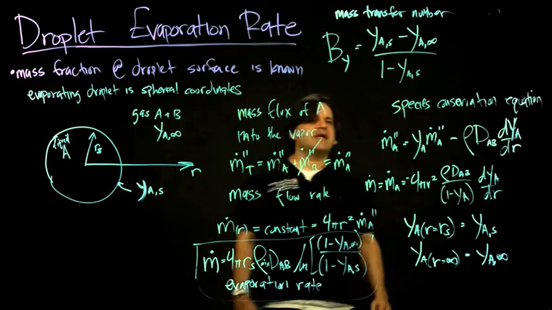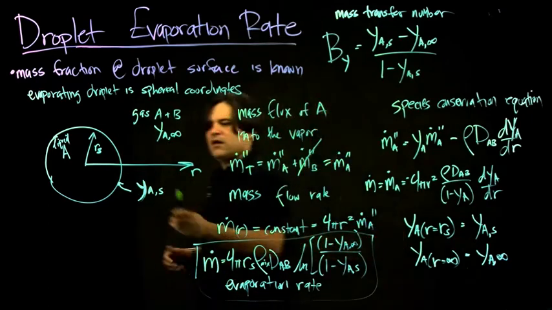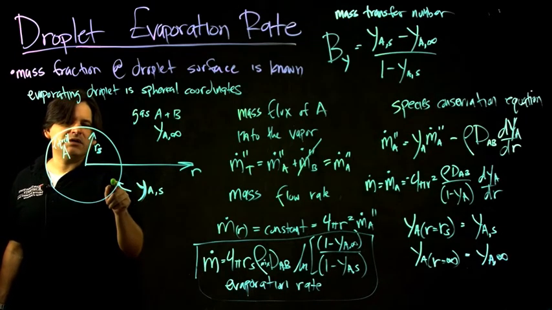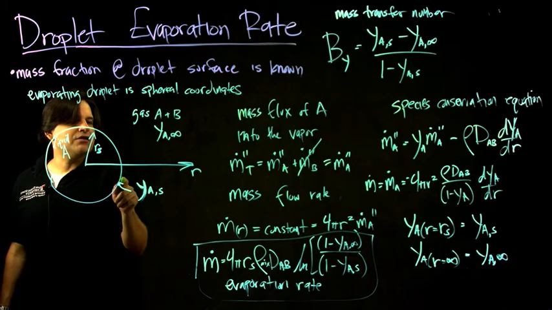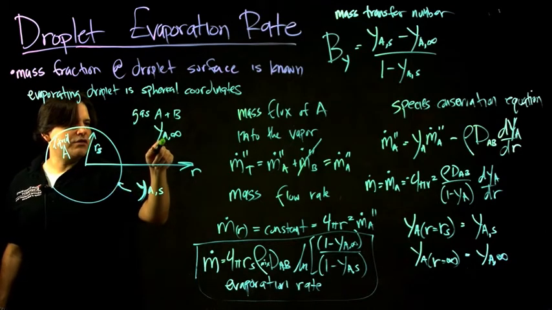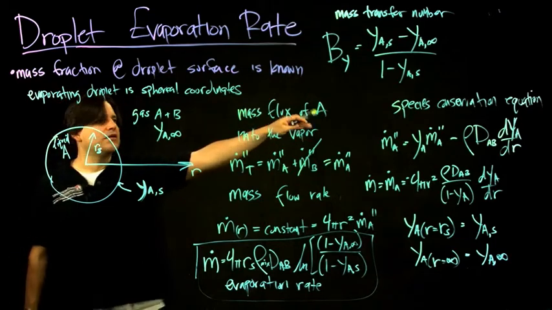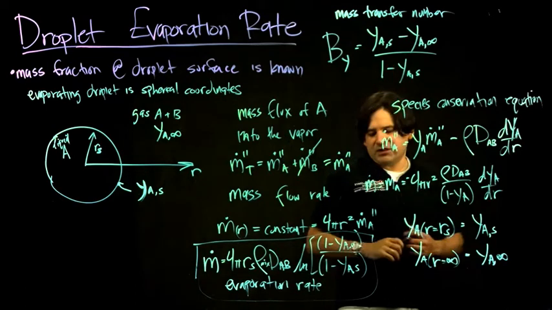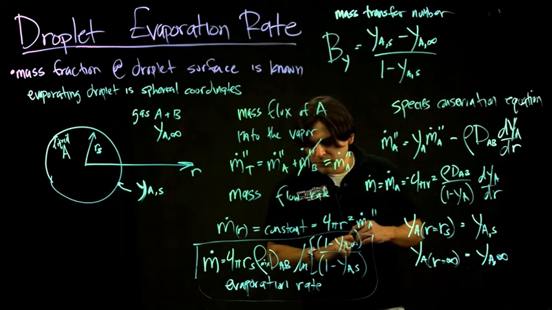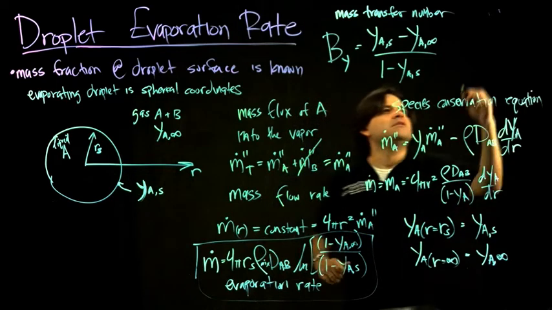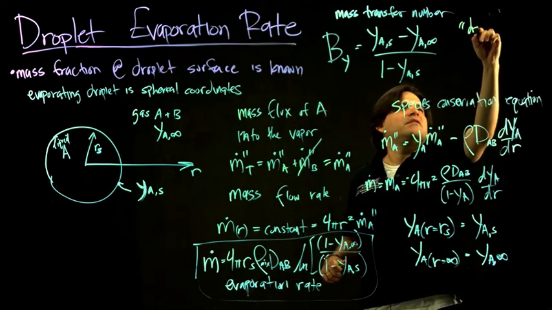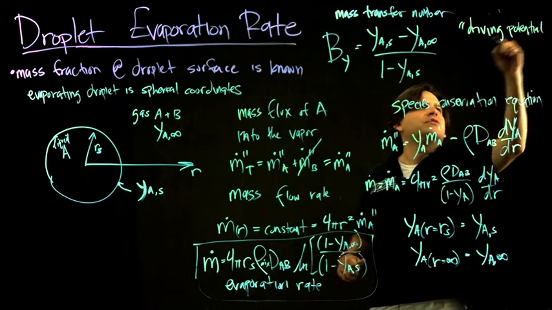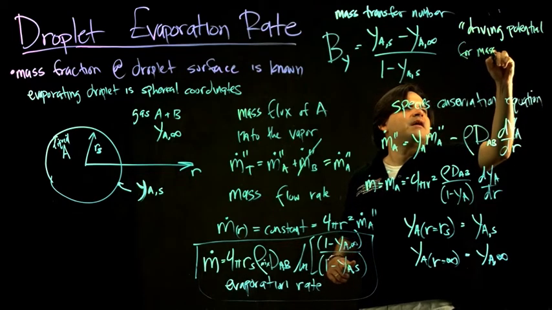So what this shows is that larger differences between this surface concentration, which depends on the properties of the liquid and the thermodynamic stability of the liquid, relative to the far stream outside of the droplet, you would have more or less mass transfer. So the larger the difference, the bigger this mass transfer number. And so this can be thought of as the driving potential for mass transfer.